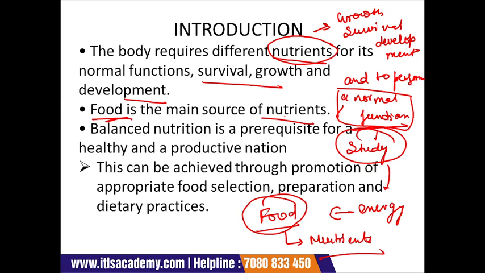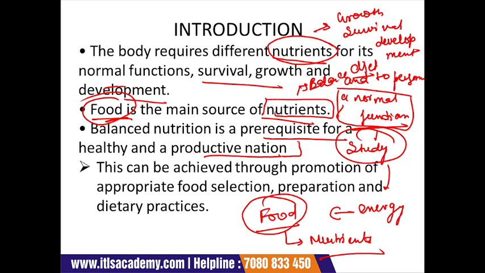Where do we get the nutrients? We get the nutrients from food, and balanced nutrition is a prerequisite for a healthy and productive nation. See, nutrients are required, but they are required in the form of a balanced diet. If we don't consume these nutrients in a balanced form, then it will cause disease in our body. That's why balanced nutrition is a prerequisite for a healthy and productive nation.